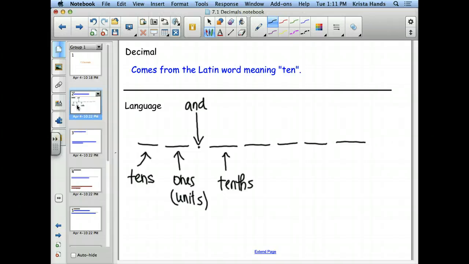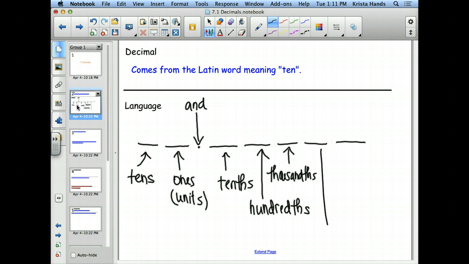What comes after the tenths place? That is the hundredths place. What's the next one? That is the thousandths place. What's after thousandths? Close. First we'll have 10 thousandths. After 10 thousandths we have the 100 thousandths.